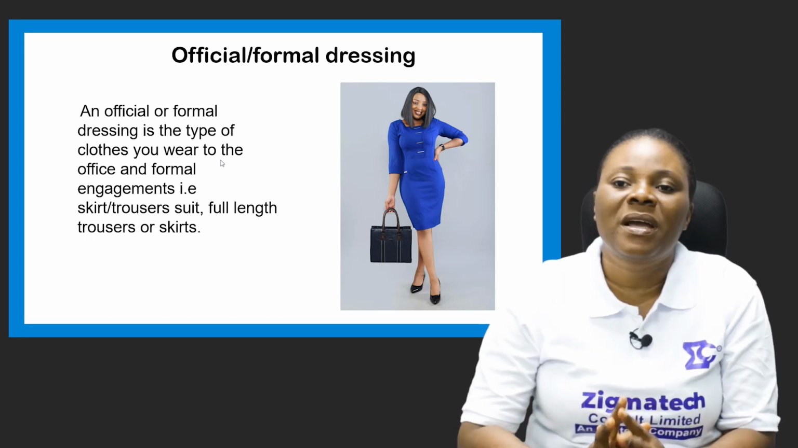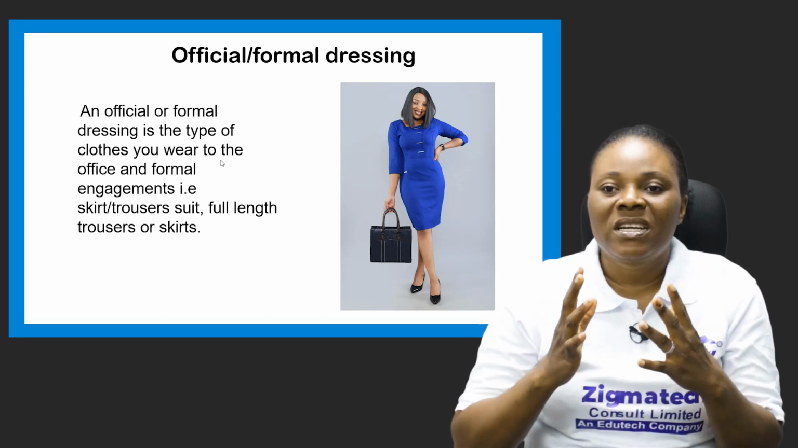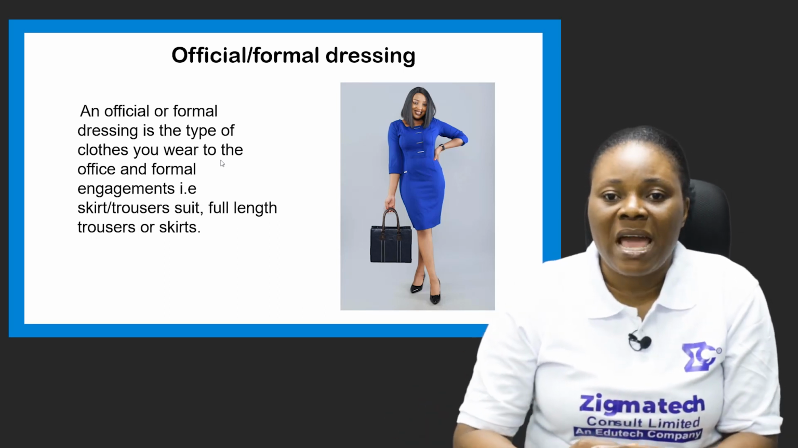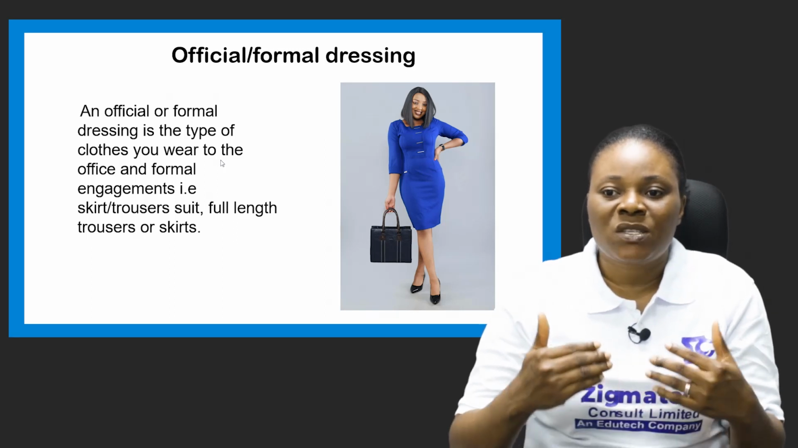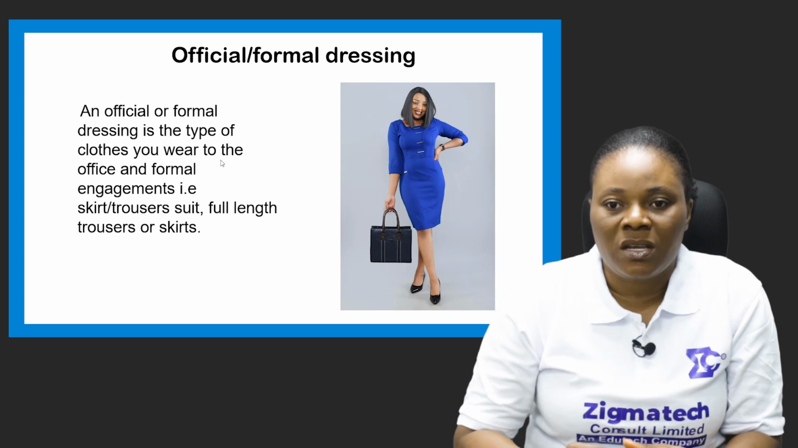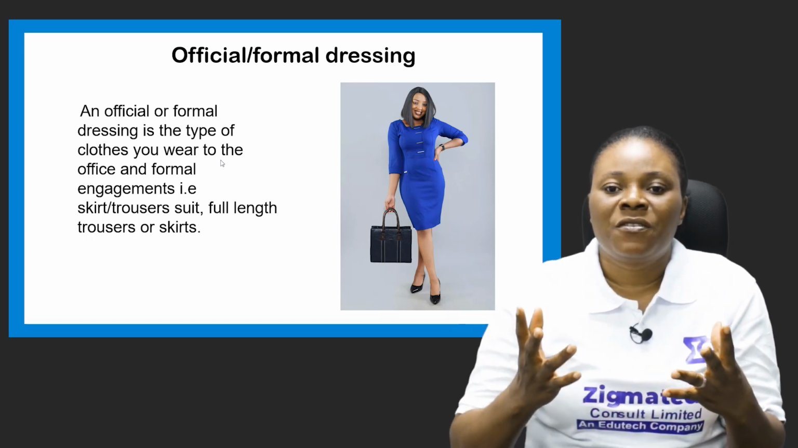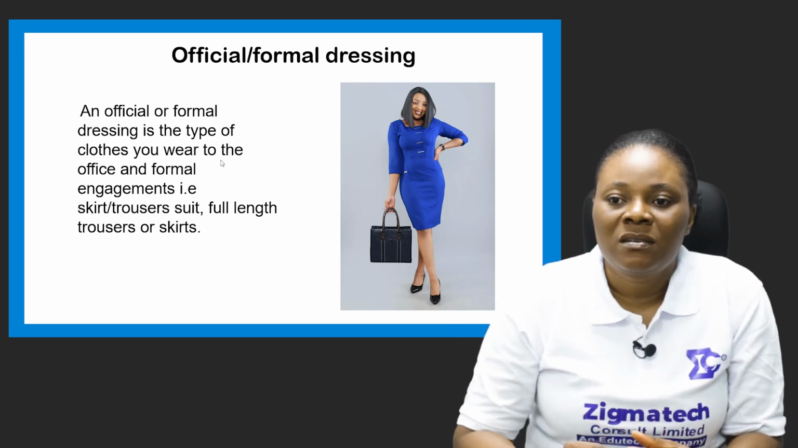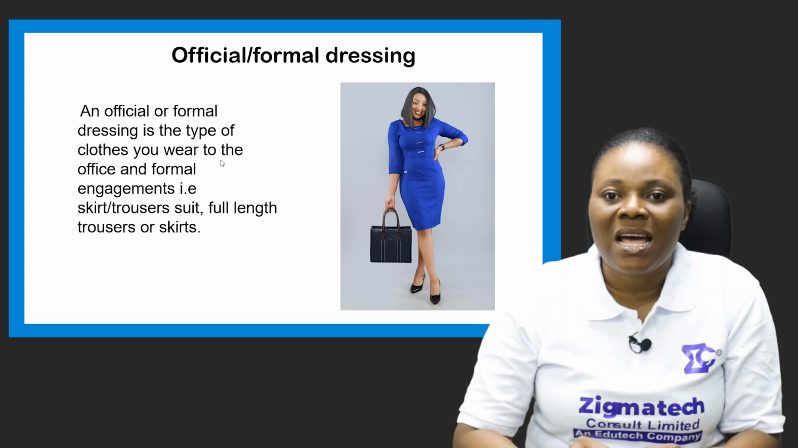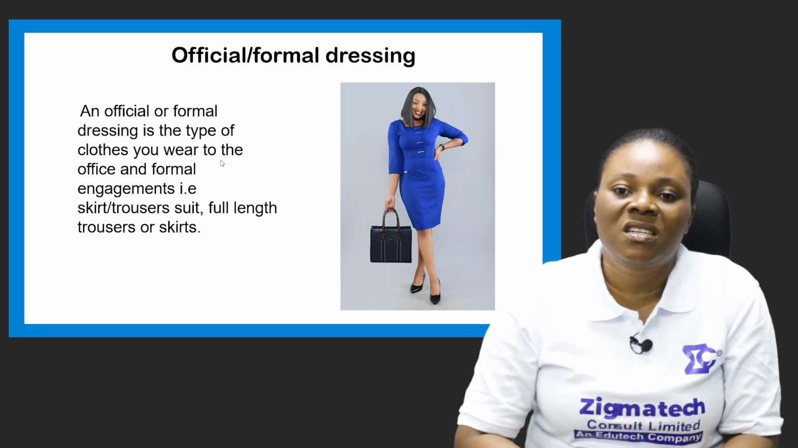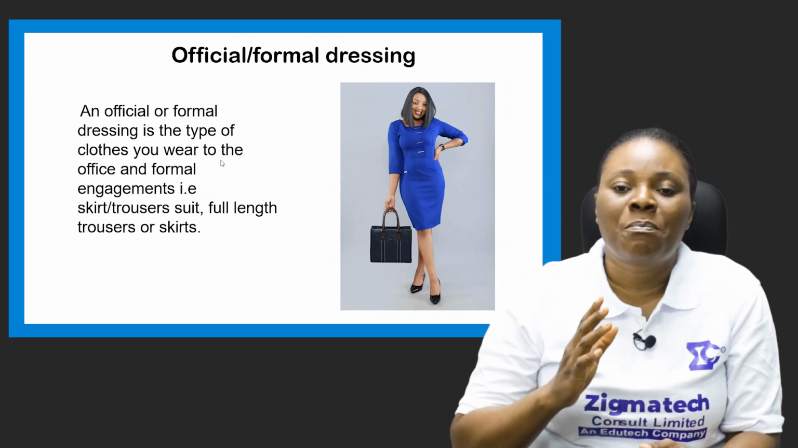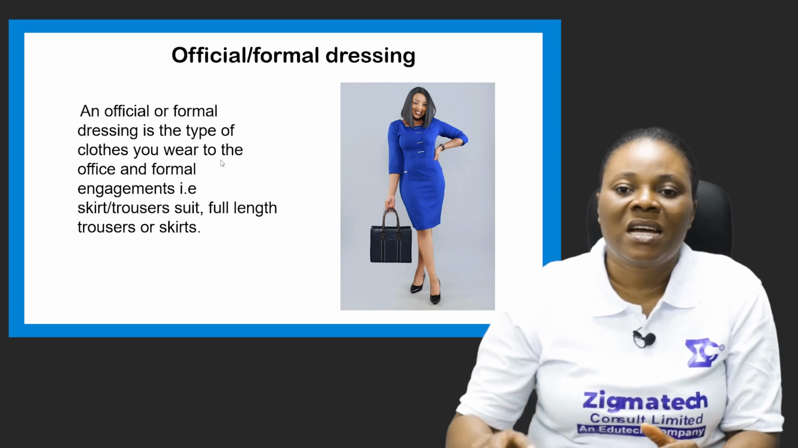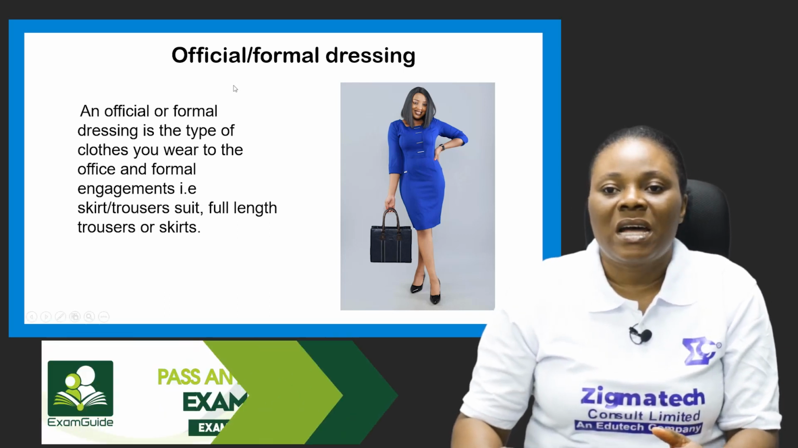And the most appropriate dress code for an organization is the formal dressing. We can wear something like a skirt. There's a skirt that gets to your knee length, or a trouser suit. You can have your full length trouser or skirts, a shirt, you can put on a blazer, but you must be as decent as possible. So this type of dressing is referred to as the most appropriate dressing for formal engagements. These are the 3 types of dress codes that we have.